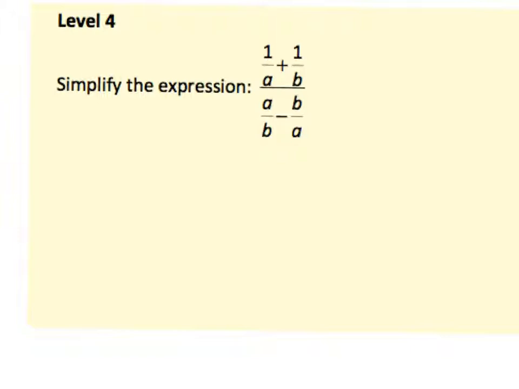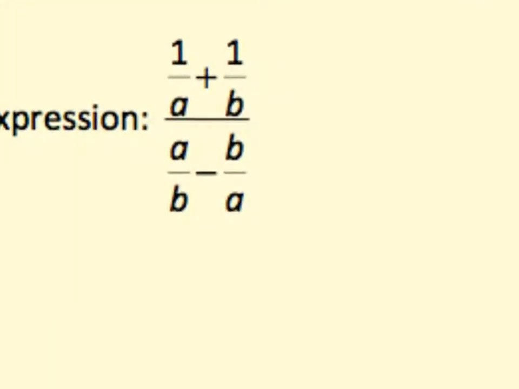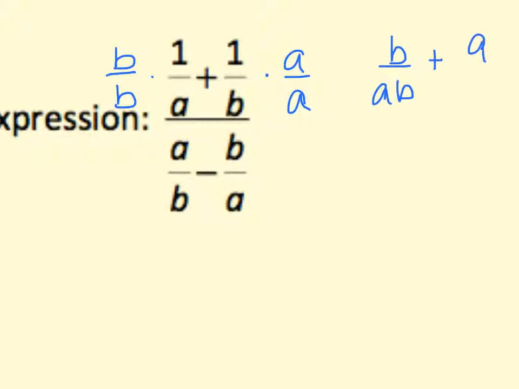So if you remember in the level 3 notes, if we had a fraction with different variables on the bottom, we wanted to get a common denominator by just multiplying it basically by each other. So if you look in the numerator, you have 1 over a plus 1 over b. So I'm going to multiply each one by the other's denominator. So on the top, you will have b over ab plus a over ab.